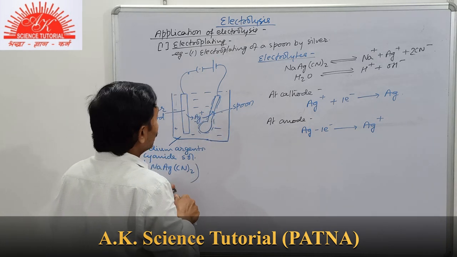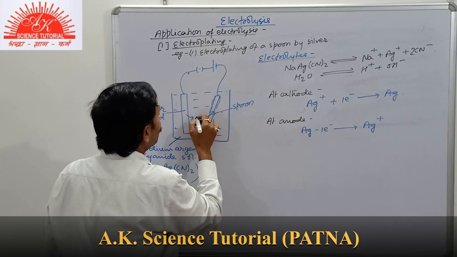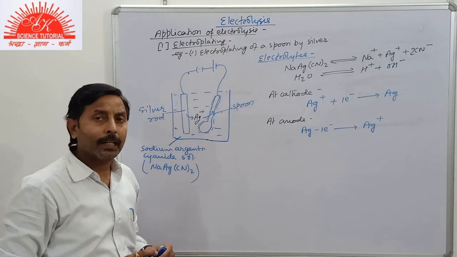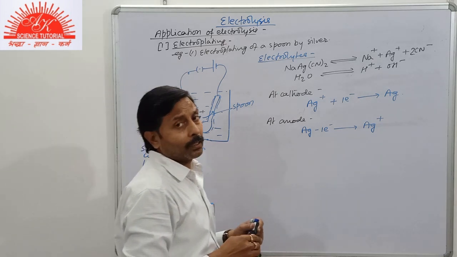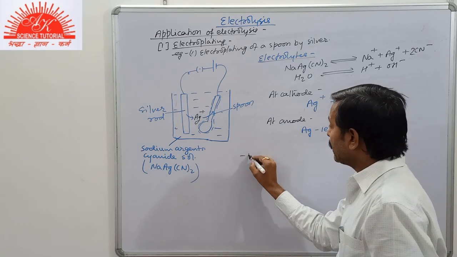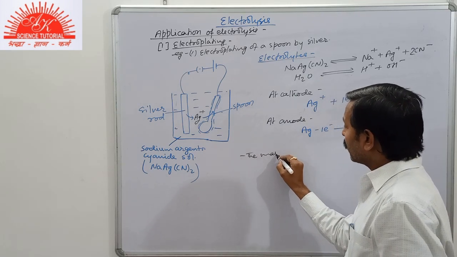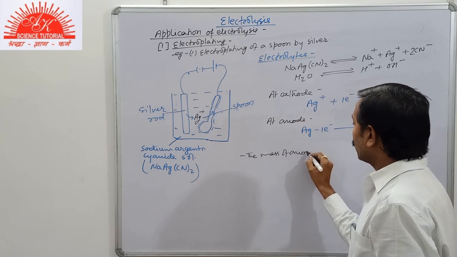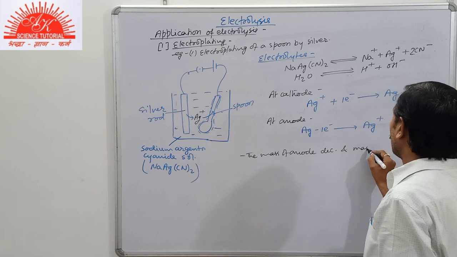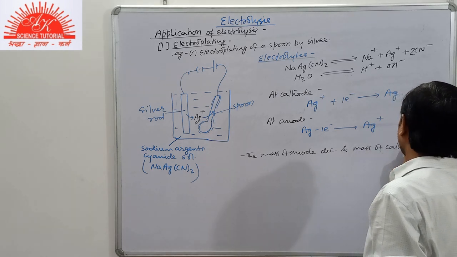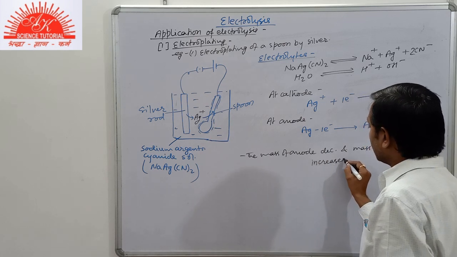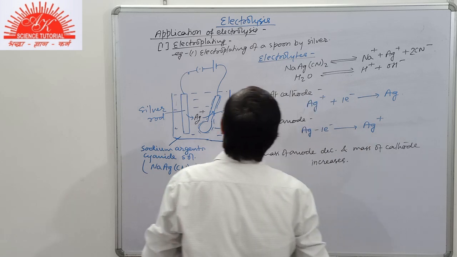Now, clear student? So, we can easily show here this one. This is an attackable electrode. What do you see here? That gradually the mass of anode decreases, the mass of anode decreases and mass of cathode increases. So this is the first example.